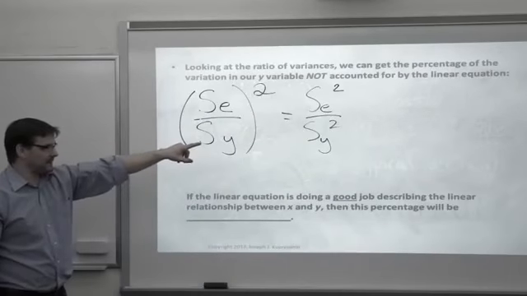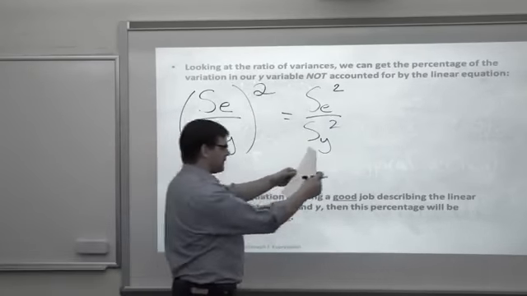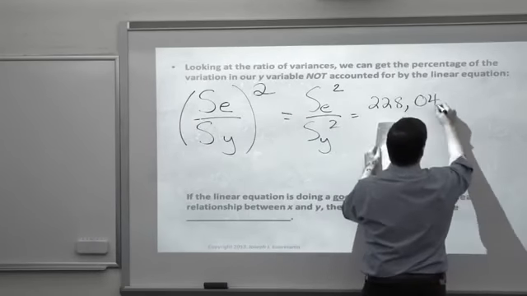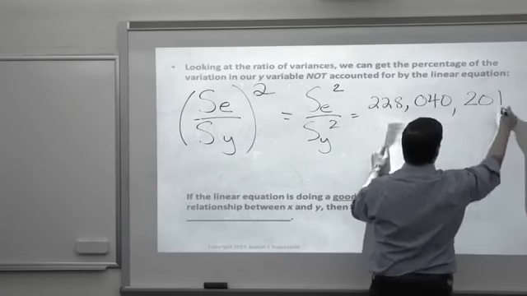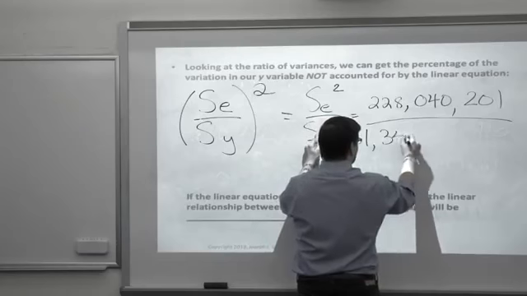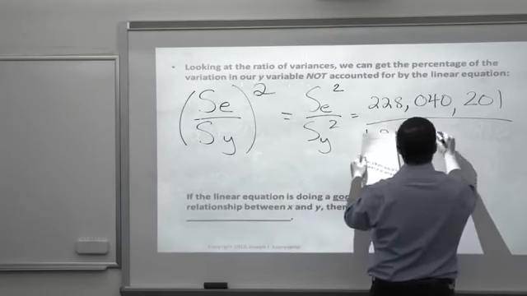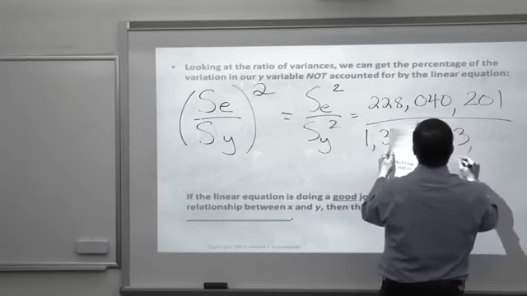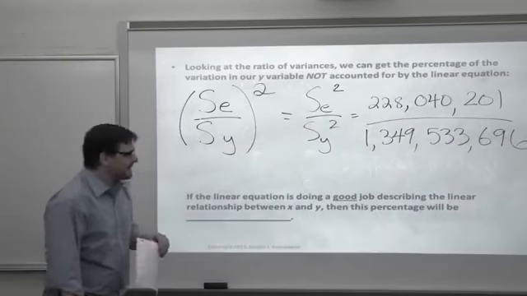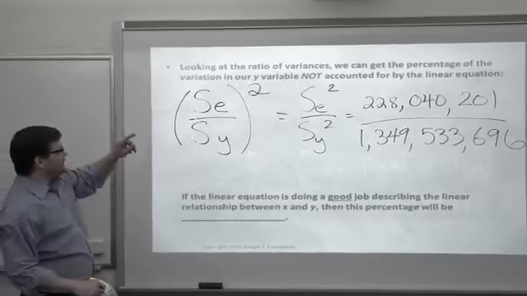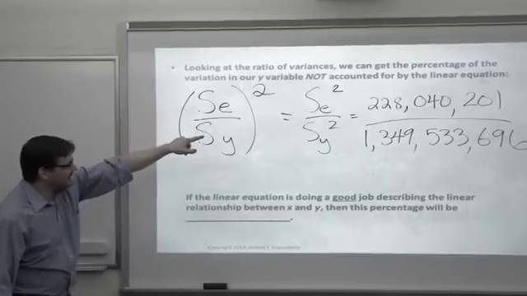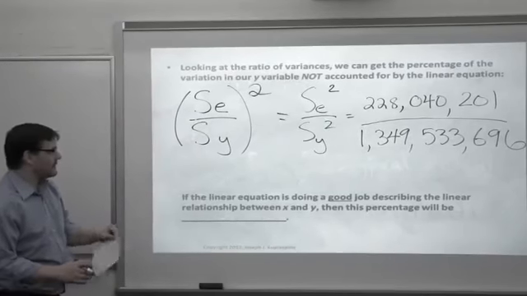These are the two huge numbers from the last page. I'll write them out just for completeness. Up top, 228,040,201. Divided by, down below, 1,349,533,696. Looking at the ratio of variances, we can get the percentage of variation in Y not accounted for by the linear equation.